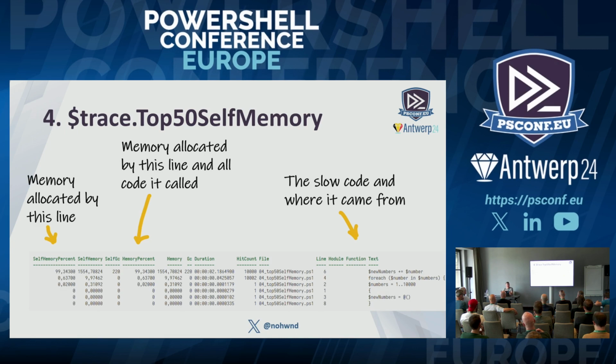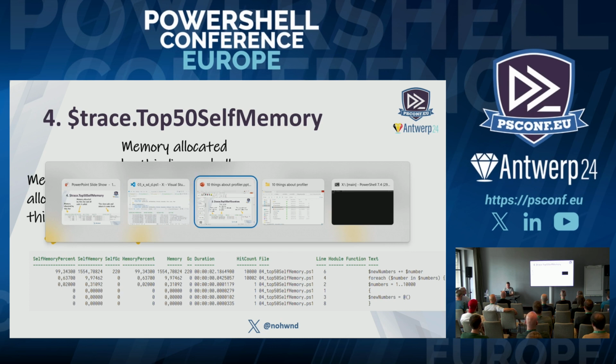Now, item number 4, we have top 50 self-memory. And so this is a new view that I've added in the past year to Profiler, and this measures the memory consumed by the execution. So we're not measuring just time, but now we also measure the memory. Let's see it in action.